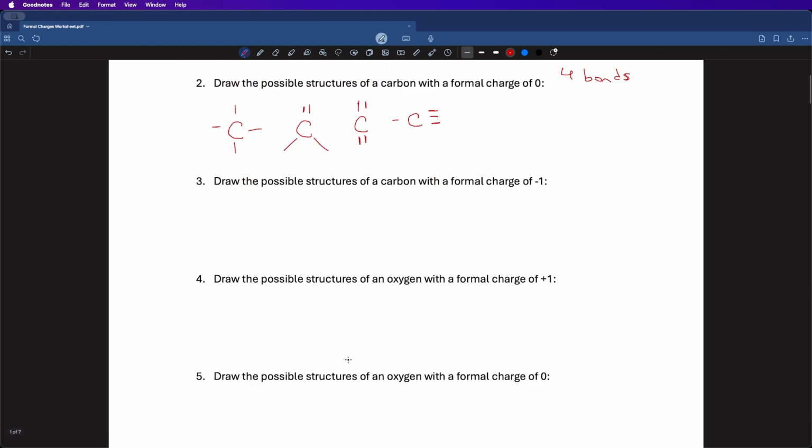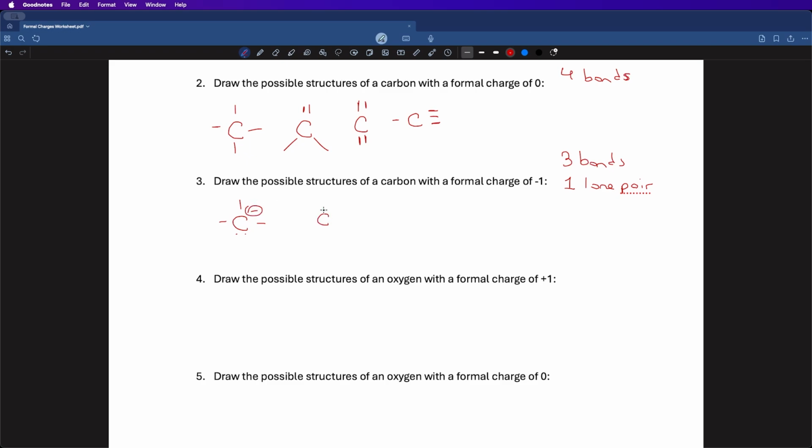The next problem, draw the possible structures of carbon with a formal charge of -1. We talked about carbon has a formal charge of -1 when it has 3 bonds and 1 lone pair. So again, let's try to draw all the possible combinations in which we have carbon with 3 bonds and a lone pair. In this case, we can draw carbon with, again, just single bonds and a lone pair. This will have a -1 formal charge.